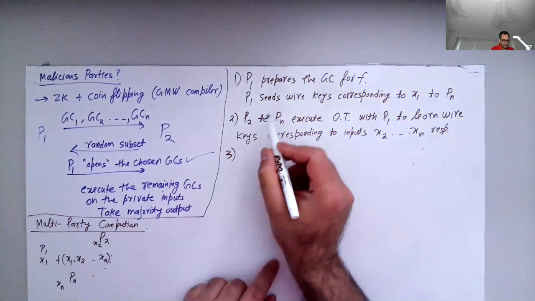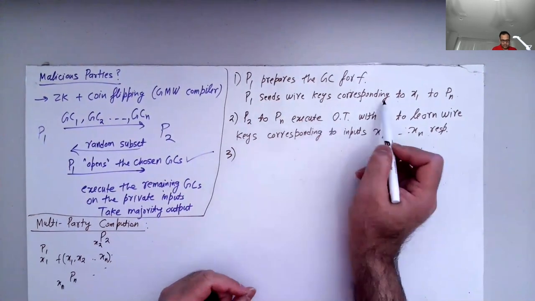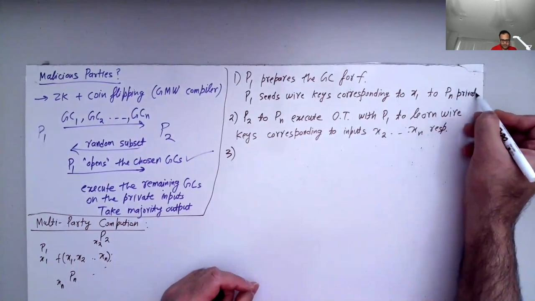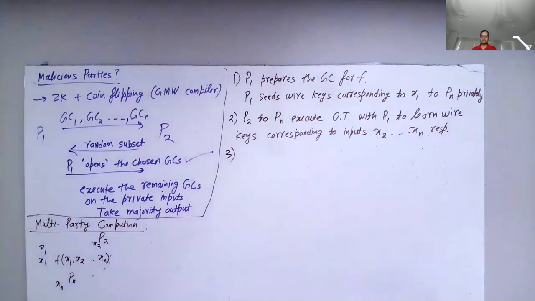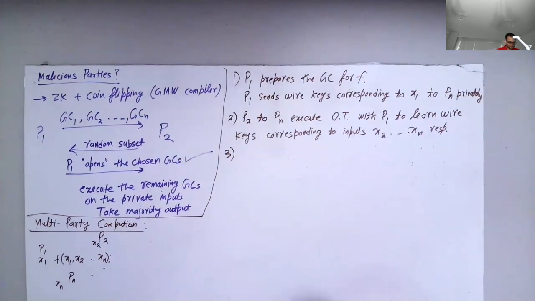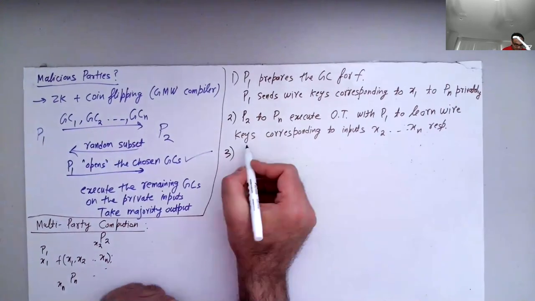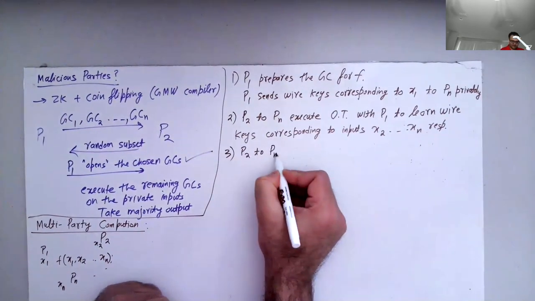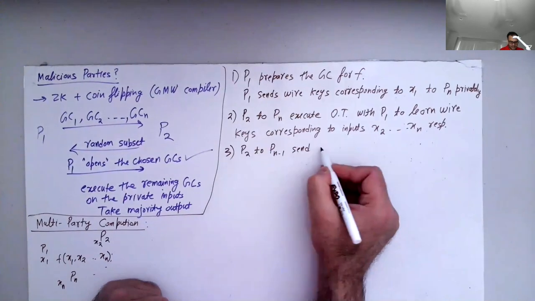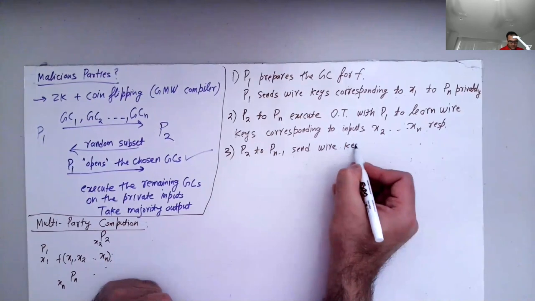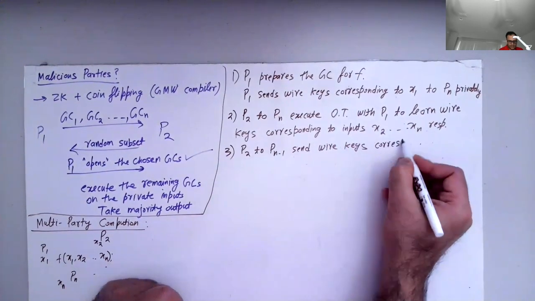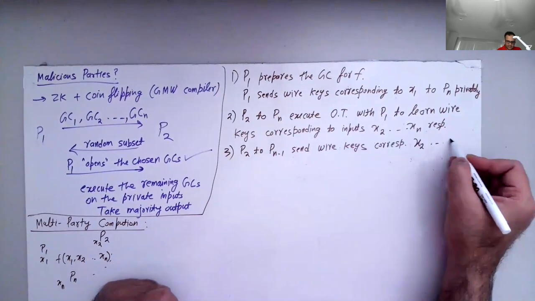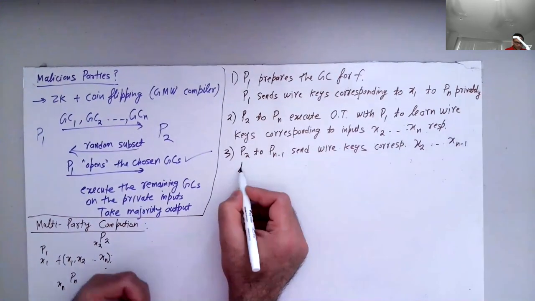And by the way, here I should mention P1 sends wire keys corresponding to X1 to Pn privately. We are assuming that every pair of parties can talk privately. And then P2 to Pn minus 1 send wire keys corresponding to X2 to Xn minus 1 to Pn.